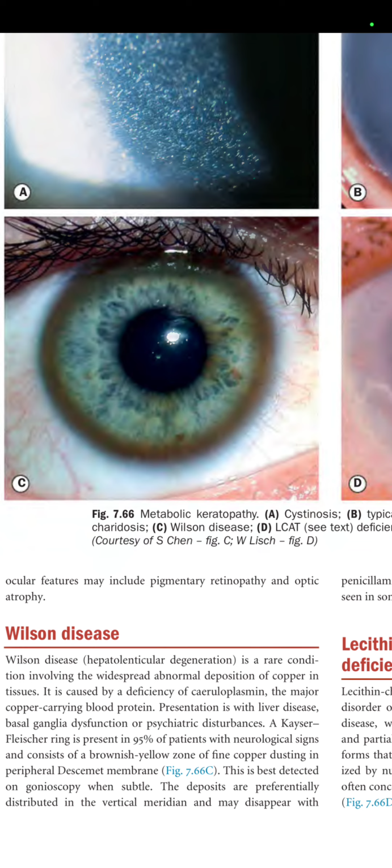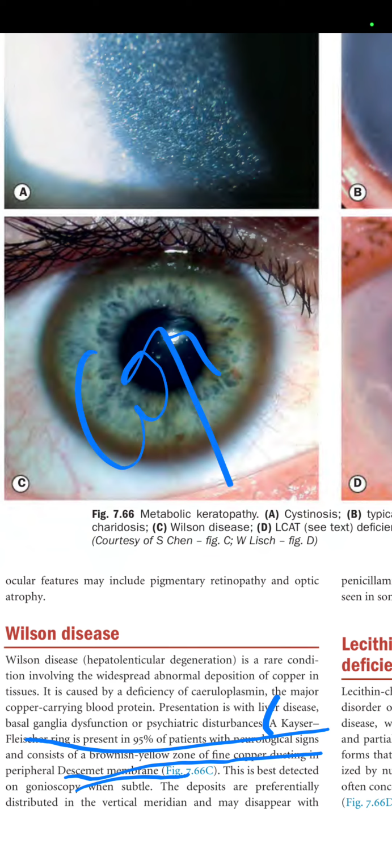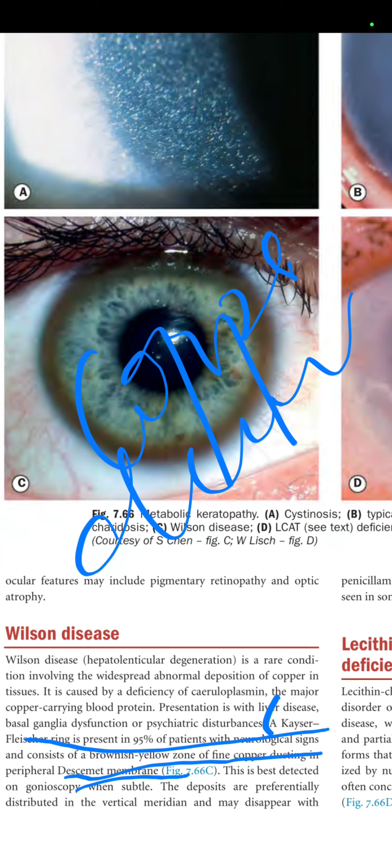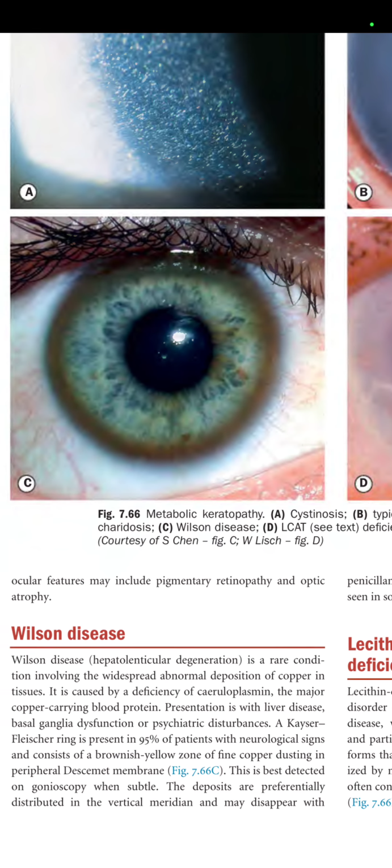A Kayser-Fleischer ring is present in 95% of patients with neurological signs and consists of a brownish yellow zone of fine copper dusting in the peripheral Descemet membrane. So this is a very important line. You have to remember two things in this. There is copper deposition in which layer of the cornea? Descemet membrane. And another very important thing is that 95% of patients with neurological signs have a KF ring.